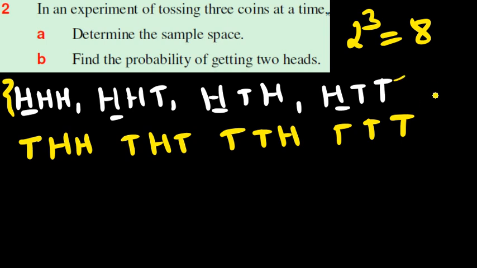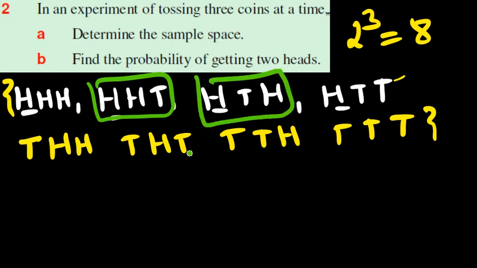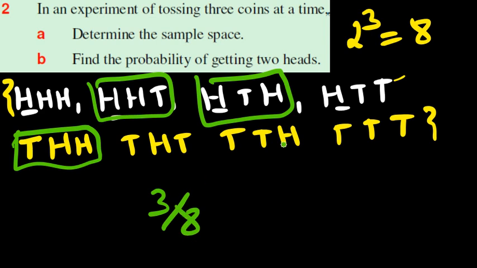Okay, what about B? Find the probability of getting exactly 2 heads. It doesn't say at least 2 heads. So 2 heads: here it is, head, tail, and here also 2, and the third one here it is. So we can have 3 chances, 3 out of 8. So the answer for B will be 3 over 8. This is the answer for B, the probability of getting 2 heads.